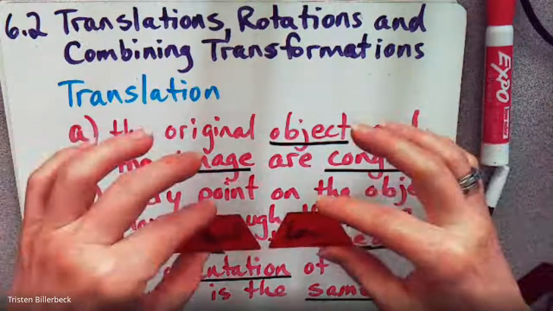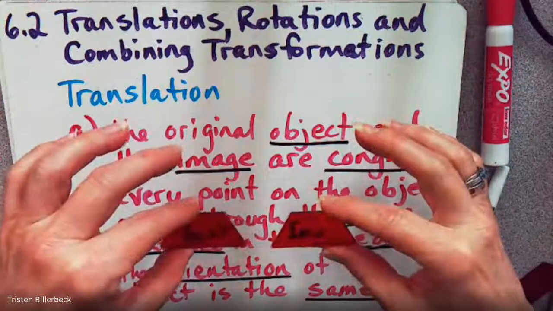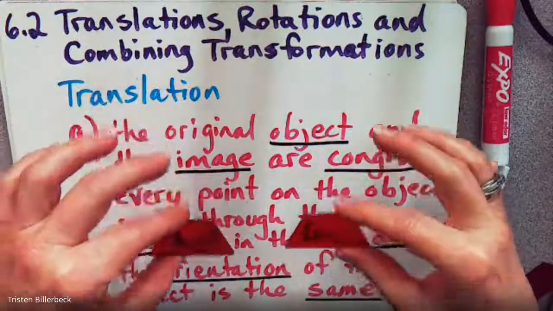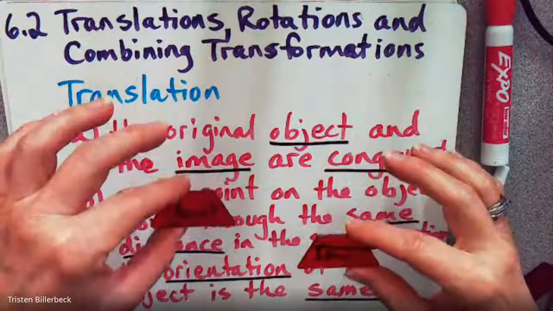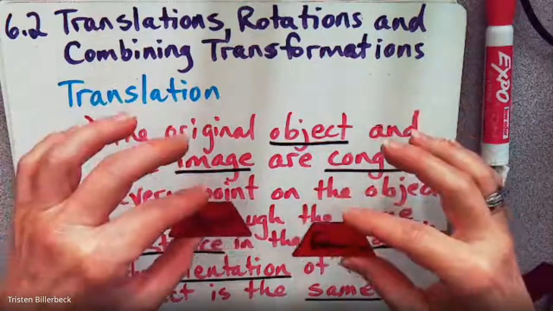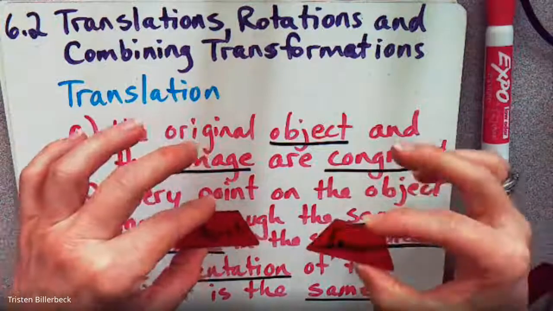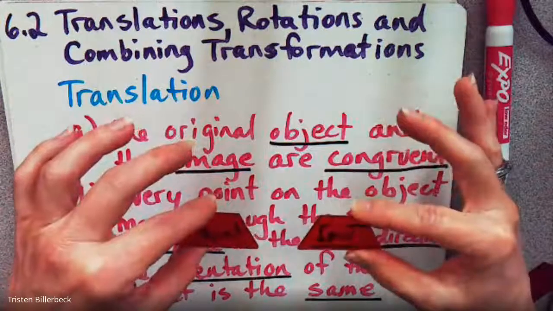And the orientation of the object is always the same. That's the orientation. Now, if it wasn't the same, it'd be like that. Then they wouldn't be oriented correctly. But this is the same orientation.